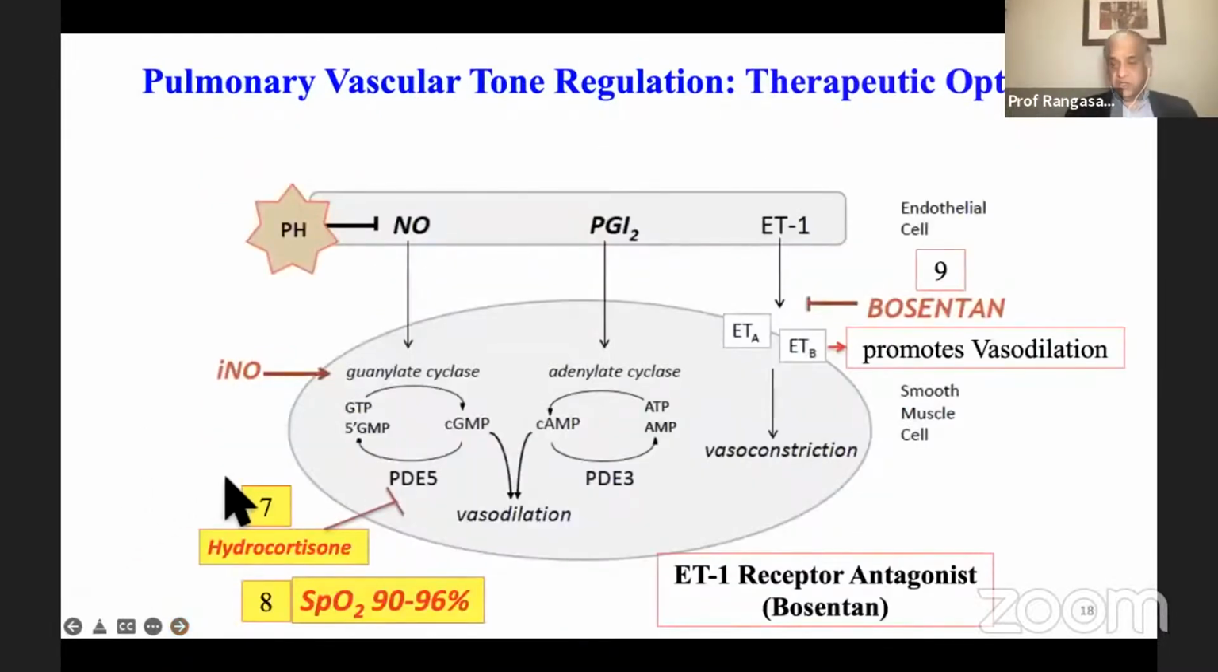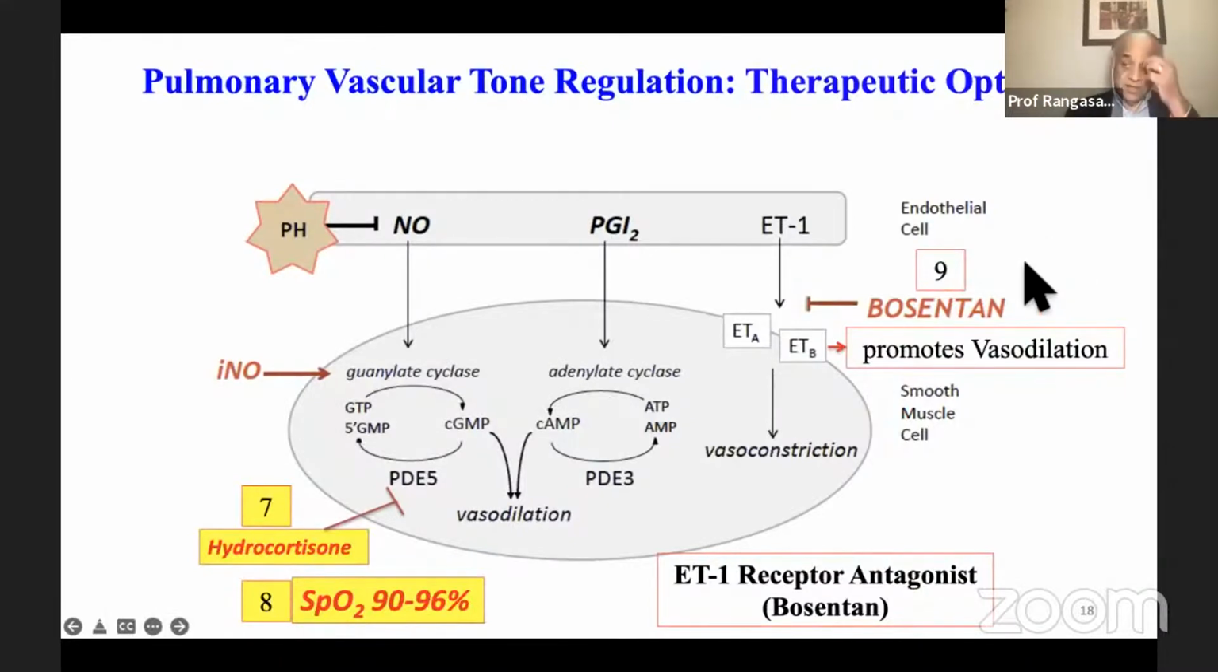Number 7 is hydrocortisone. Hydrocortisone acts like a PDE5 inhibitor. And I'll show you a number of mechanisms by which hydrocortisone acts as a vasodilator. Normoxia, by using saturation of somewhere between 90 to 95 or 96, will also decrease the formation of reactive oxygen species, which will downregulate nitric oxide synthase, decrease guanylyl cyclase production, and decrease PDE5 activity.